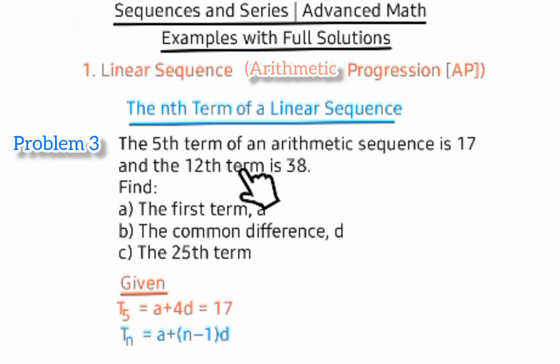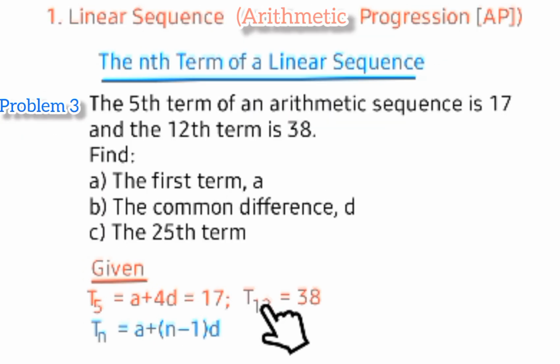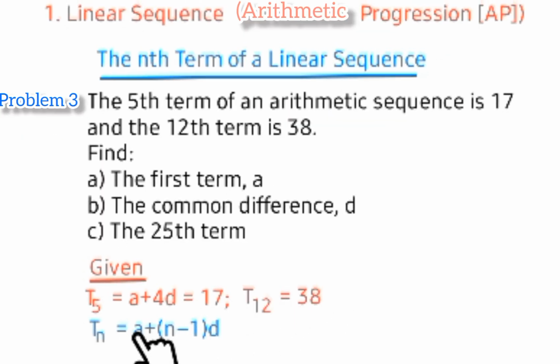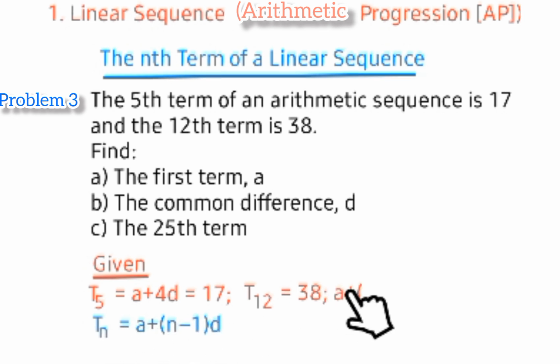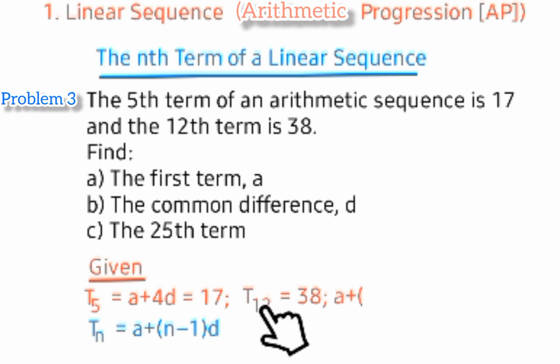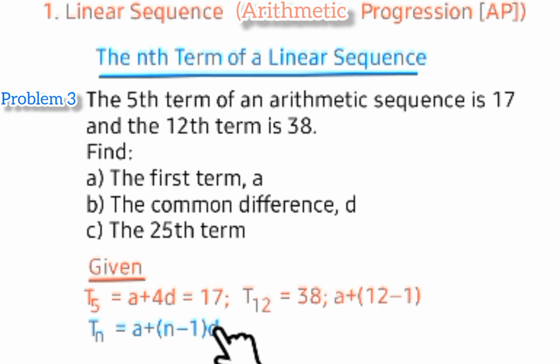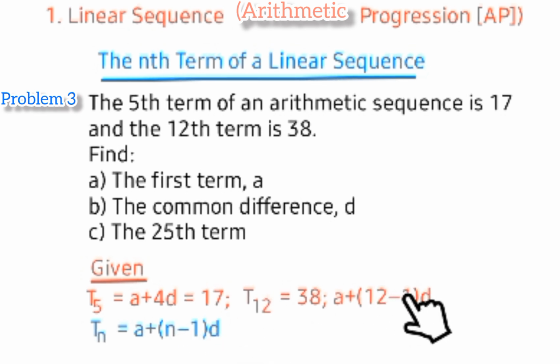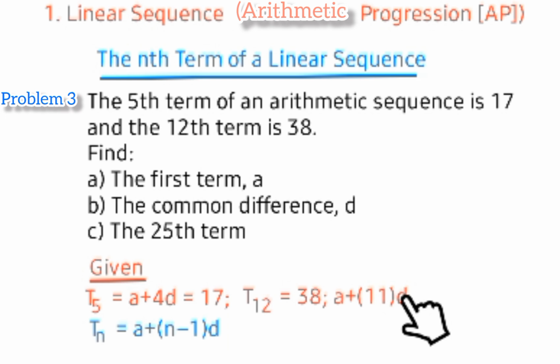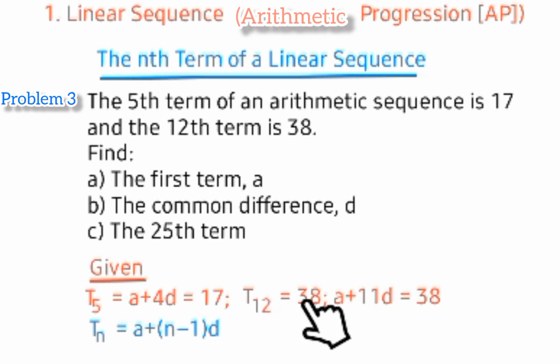And the 12th term is 38. That is T12 equals 38. Then applying the usual formula, T12 will be equal to A plus N, and the N value here is 12 minus 1 D. 12 minus 1 gives 11. 11 multiplied by D, 11D, which is equal to 38.